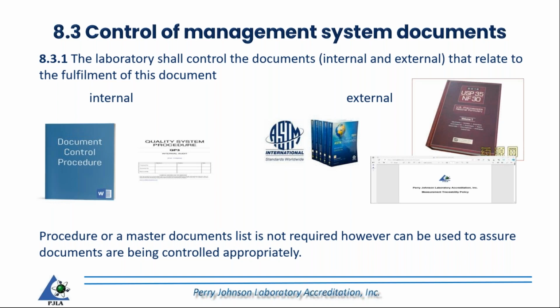I just want to clarify internal and external. I'm not going to say often, but I do sometimes see internal documents being controlled very nicely, however the external documents sometimes get forgotten in the shuffle. A procedure or master list are tools that can be used to control them. However, they're not required. But if they're being utilized, they should be utilized for both internal and external documents. I just wanted to emphasize the external part there.